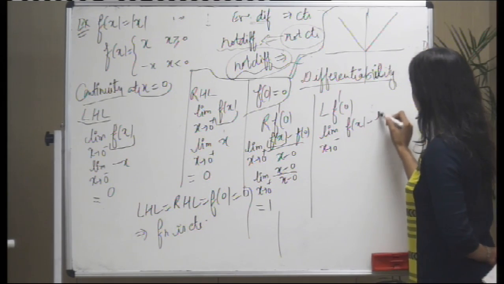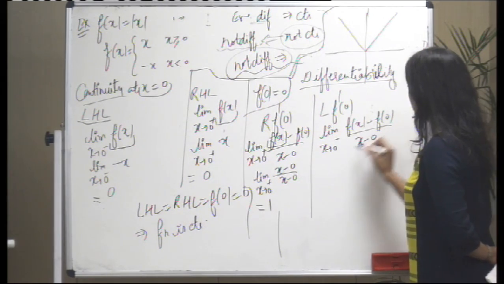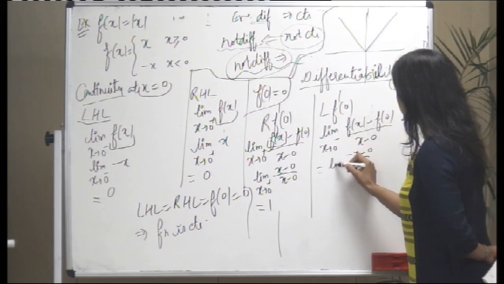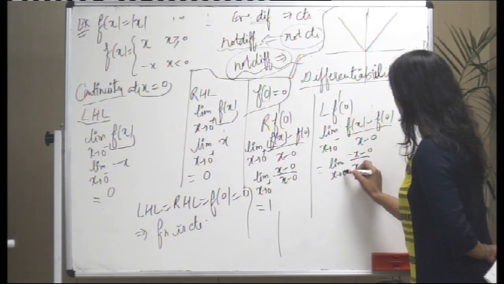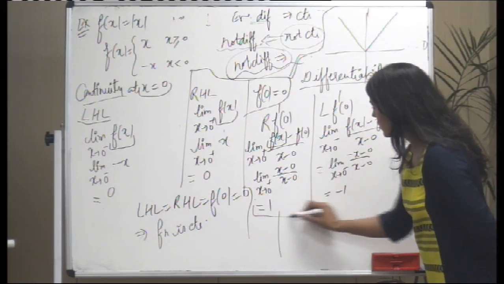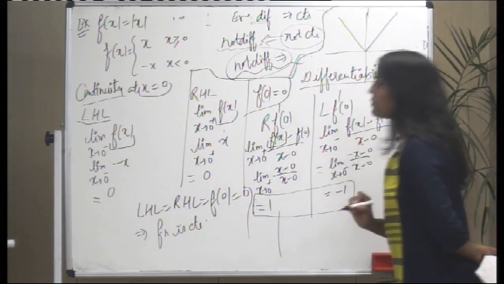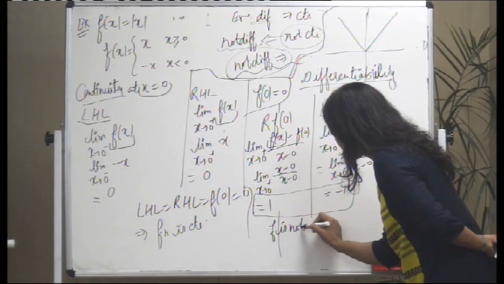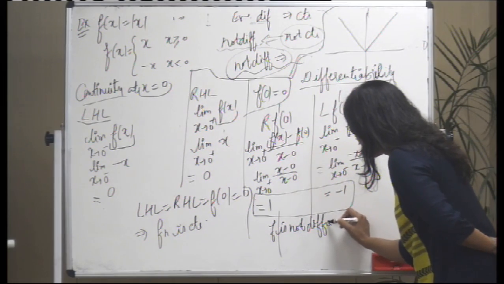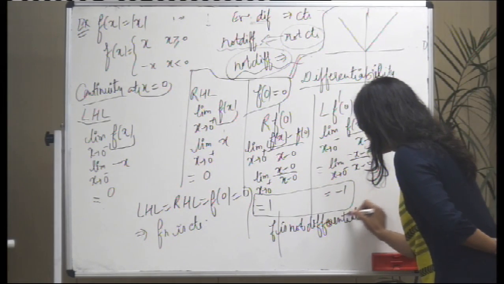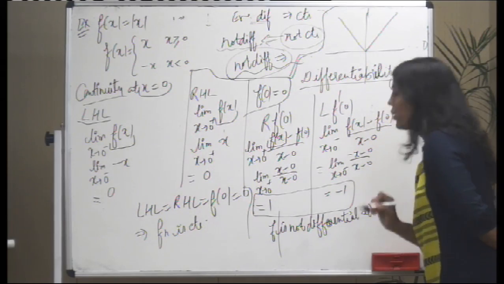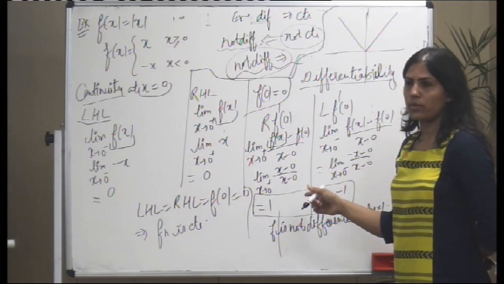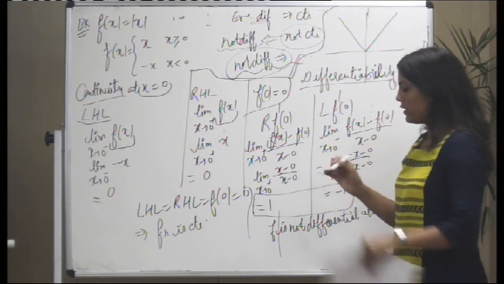Then for this limit, x tending to 0 minus of (f(x) minus f(0)) upon (x minus 0). So for 0 minus it is minus x upon x, so now you can see it, f is not differentiable. I just checked only at one point. This is one method to check differentiability. This is the direct method. This is basically the definition.